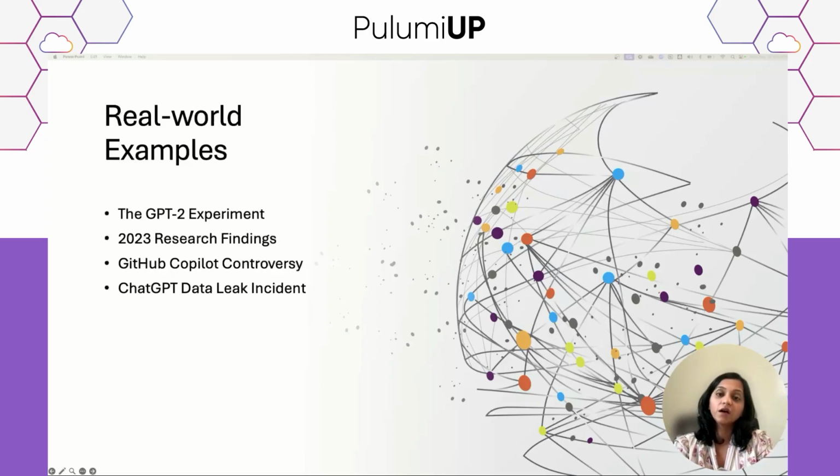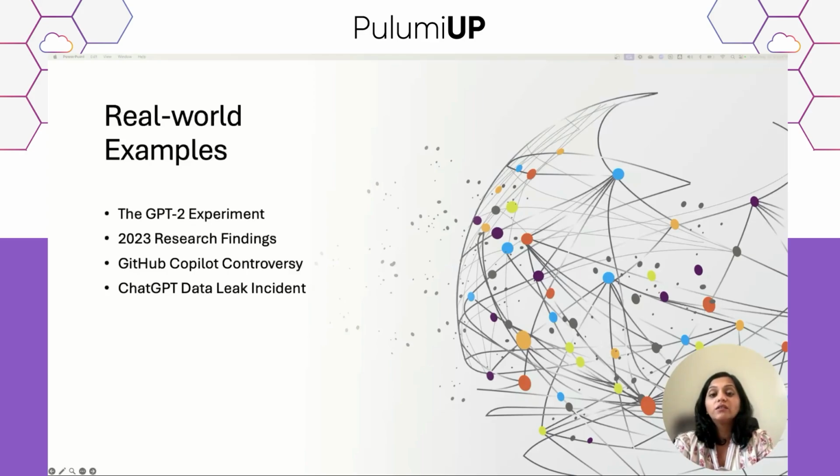Then there is GitHub's Copilot controversy. This AI-powered coding assistant, built on OpenAI's technology, faced criticism when it was found to sometimes reproduce snippets of copyrighted code or even include developers' API keys in its suggestions. This raised questions about intellectual property rights and the potential exposure of sensitive information in AI-generated code.